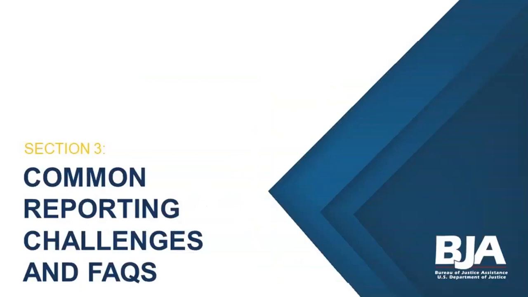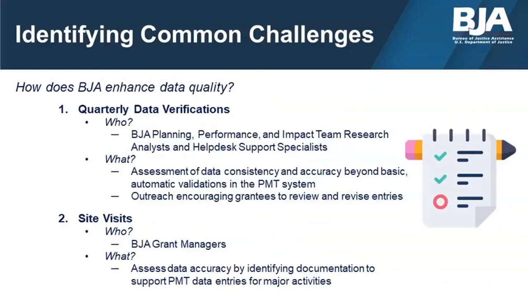This next section highlights common reporting challenges and FAQs for various sections. To introduce this section, we'd like to share how BJA identifies common challenges. Quarterly, we assess data accuracy and reach out to grantees with potential issues. Program grant managers conduct site visits where they may identify documentation to verify that you have a reasonable system for tracking data that goes into PMT.